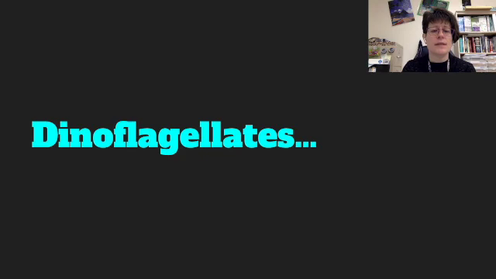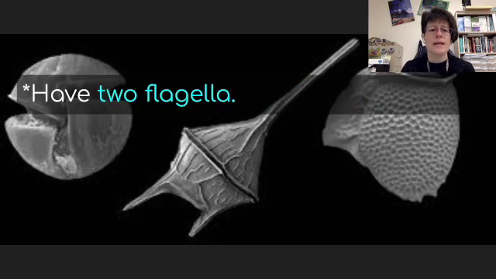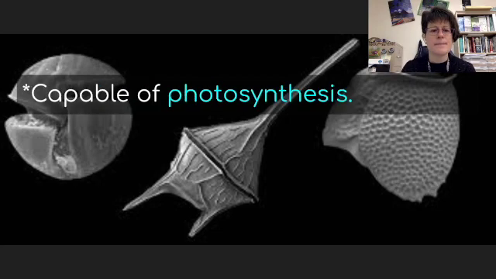One type of plant-like protists are dinoflagellates. And you can see some in the background here. These are unicellular creatures with rigid cell walls that give them their shape. They also have two flagella. You can't necessarily see them here, but flagella would be coming out of here for this and this, or at least out of here. And these, you cannot see the flagella, but I don't know if they're alive either, so they may not be showing because they're not alive. They are capable of photosynthesis.